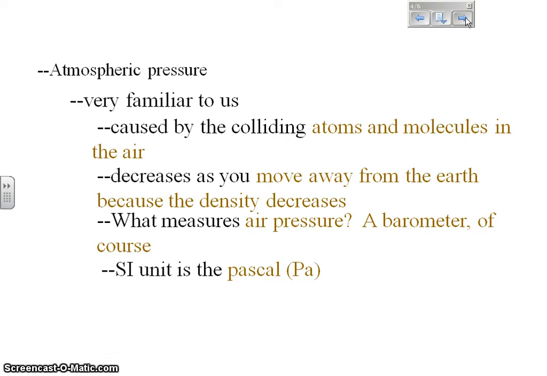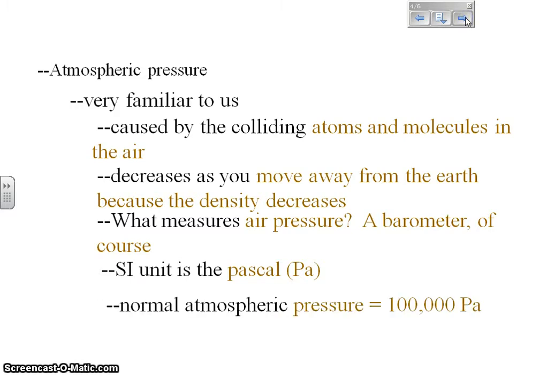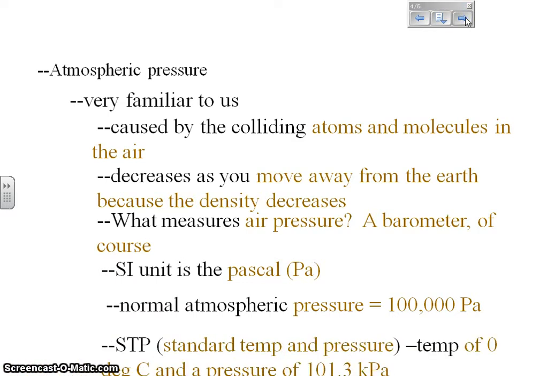The unit of measure that we use for measuring air pressure is called the Pascal. Atmospheric pressure, air pressure, the same thing. All right? Normal atmospheric pressure is about 100,000 Pa. And the standard temperature and pressure is a temperature of 0 degrees Celsius and a pressure of 101.3 kilopascals. That's STP, standard temperature and pressure. You are going to need to know that. Temperature is 0 degrees Celsius and the pressure is 101.3 kilopascals.